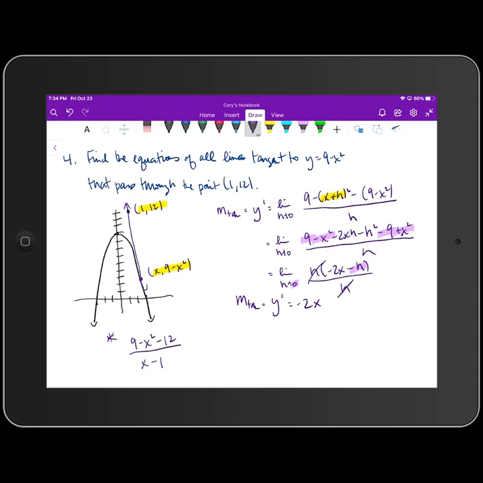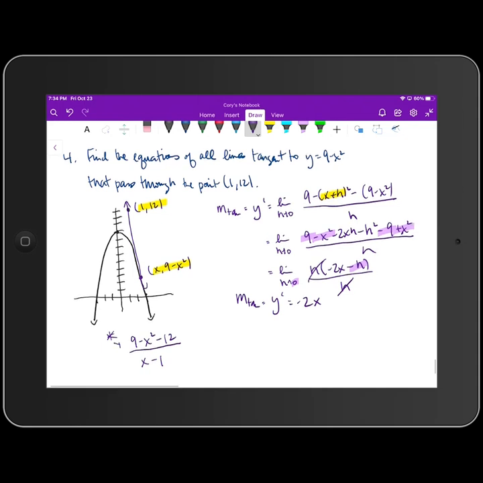Now, again, we said our tangent line has to touch our curve at some point and also has to pass through the point (1, 12). So the formula that I just starred here, that is the slope of the tangent line. What else is the slope of the tangent line? Well, we just found -2x to be the slope of the tangent line as well.